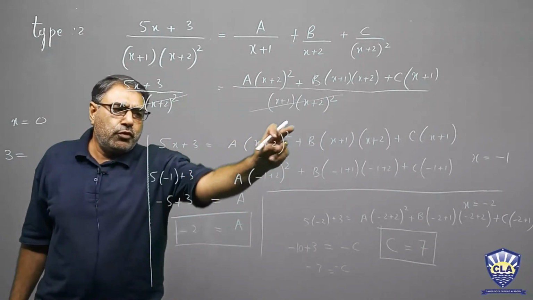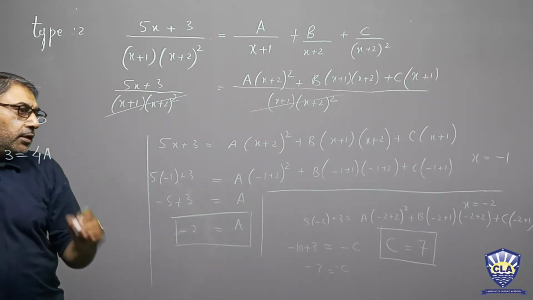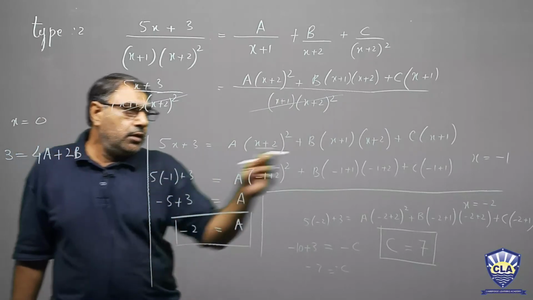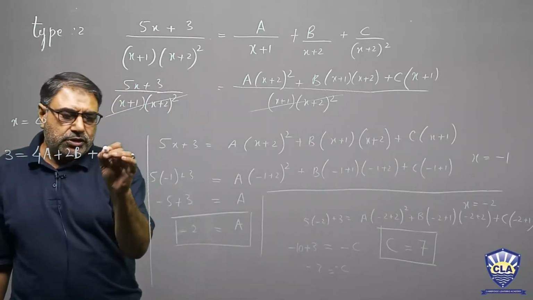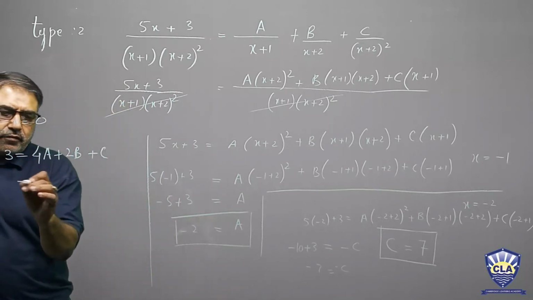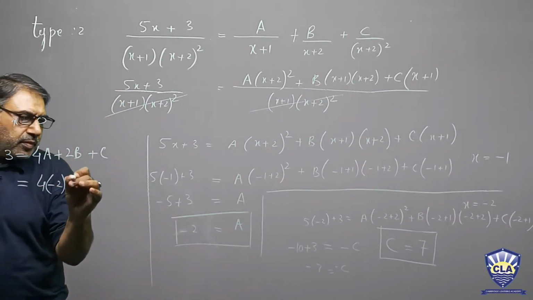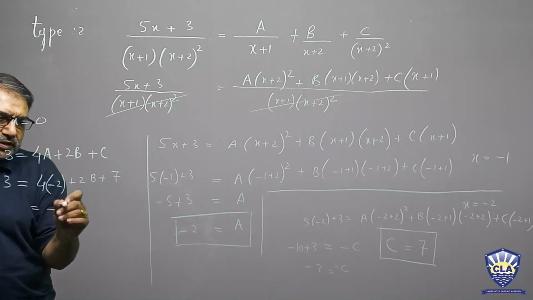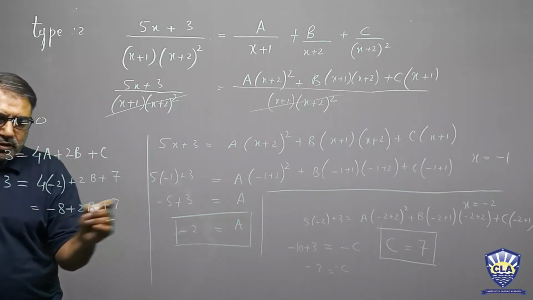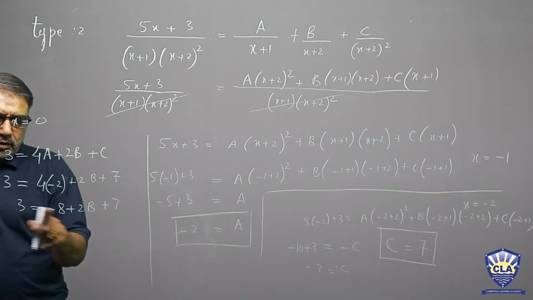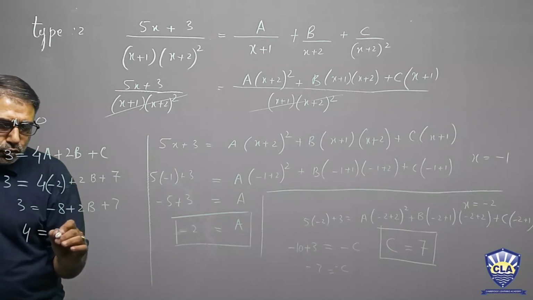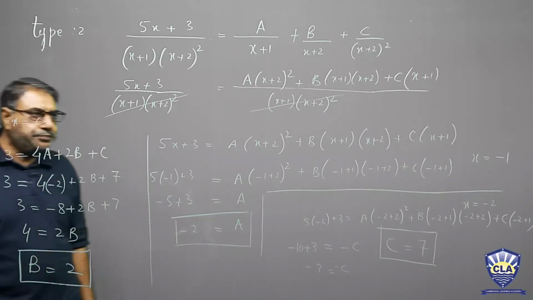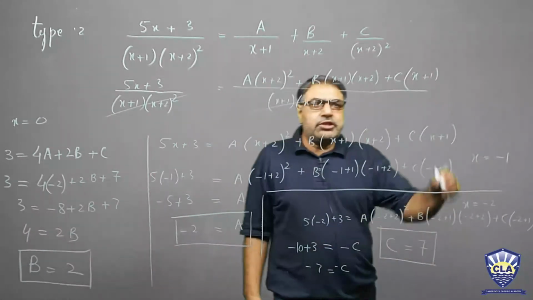On the right side, 0 plus 2, 2 square is 4, so 4a, and then the b term gives 2b, and 0 plus 1 gives 1c, plus c. Now replace the values of a and c: 4 into minus 2, plus 2b, plus 7 equals 3. 4 twos are minus 8 plus 2b plus 7 equals 3. Minus 8 plus 7 is minus 1, so 2b equals 3 plus 1, which is 4. 4 equals 2b, and b equals 2. These are the three values. Now write down the partial fraction.